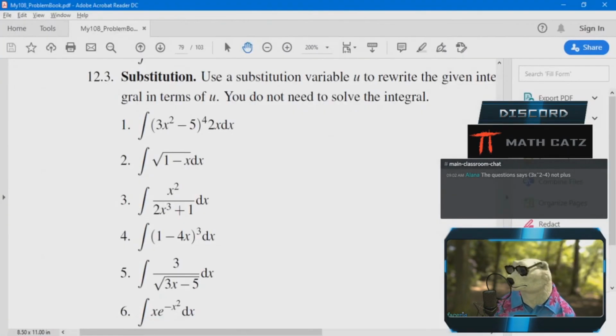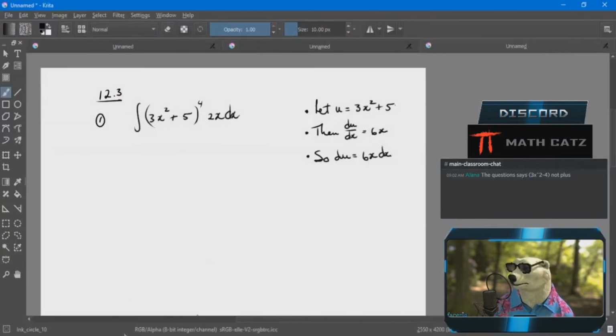Did I not look at the right question? 3x squared minus 5 to the power of 4. Oh, it's a minus. Okay.